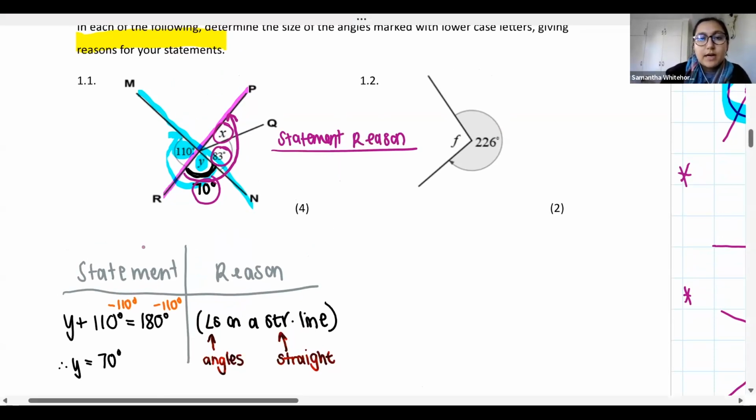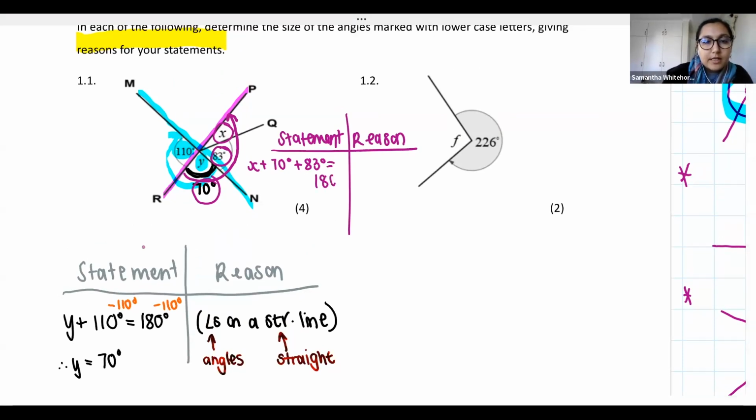Anytime you write a new idea or a new statement down in geometry, you need to give a reason. Our statement is that x plus 70 plus 83 degrees must equal 180. I haven't left myself much space, so I do apologize, but we get the picture. And then we can start to solve for x.